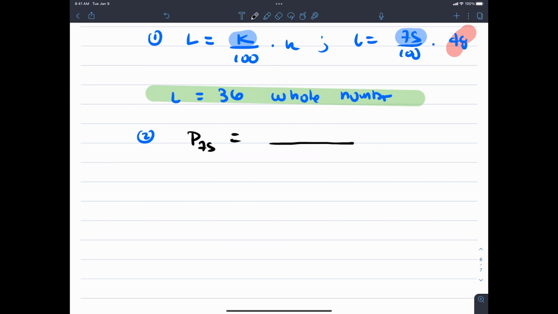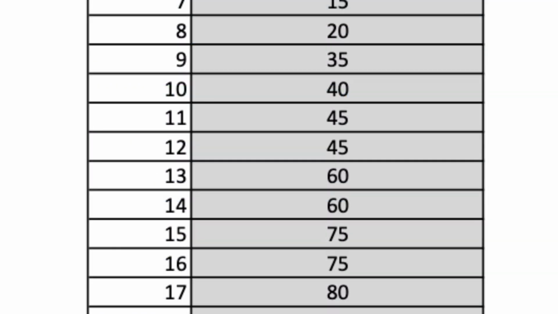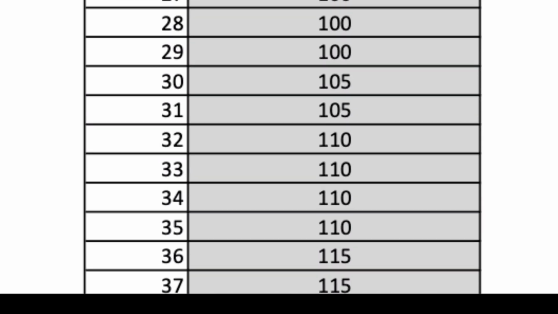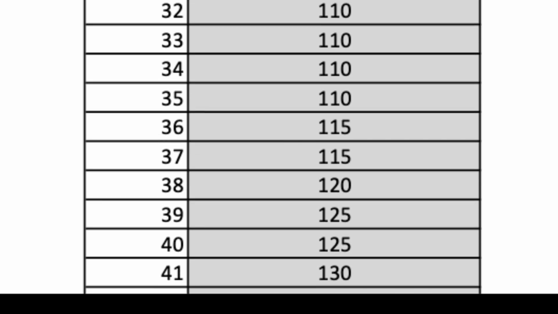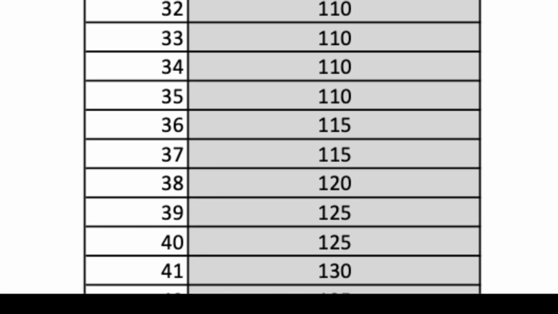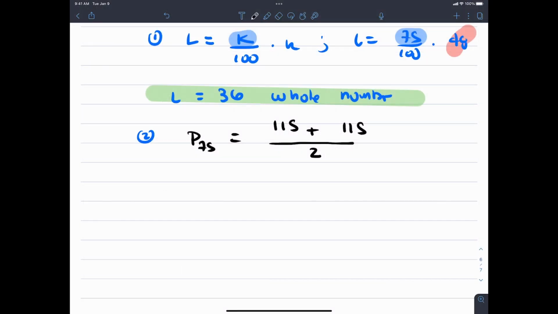Midway between what 2 numbers? The 36th and what's the next one? 37th data value in the sorted list. So I got to go to the sorted list. 36th and 37th data values. What are they? 115. So I just want you guys to know.